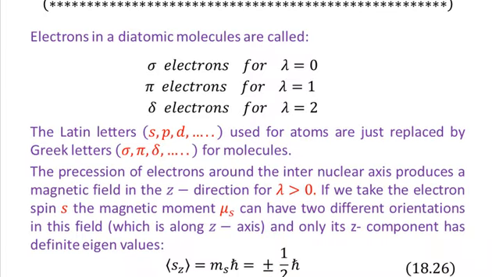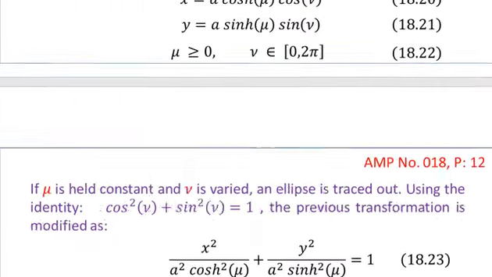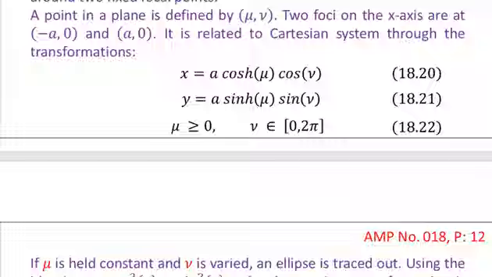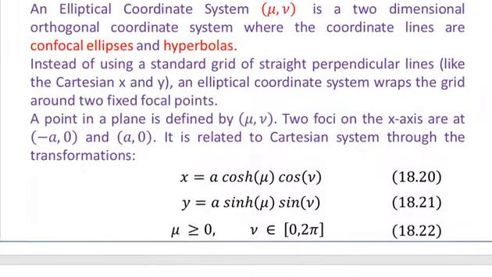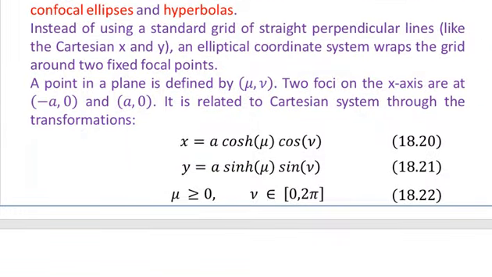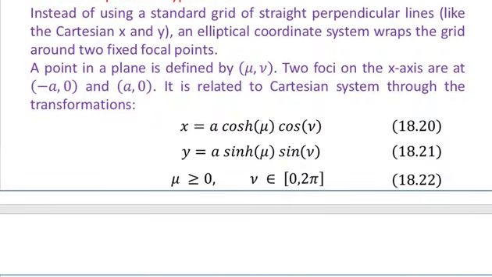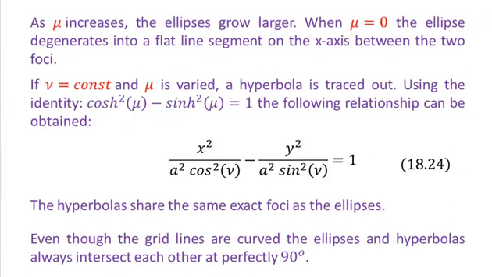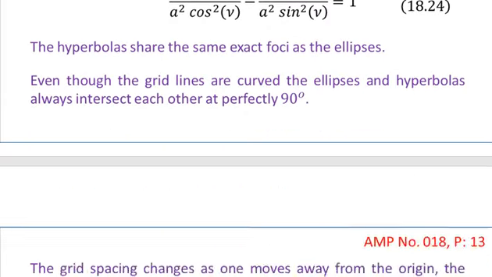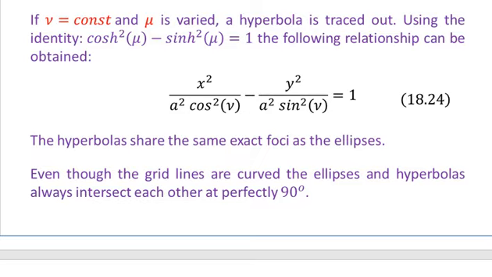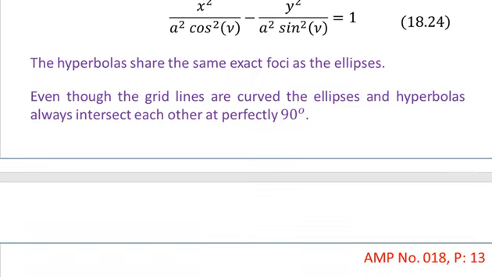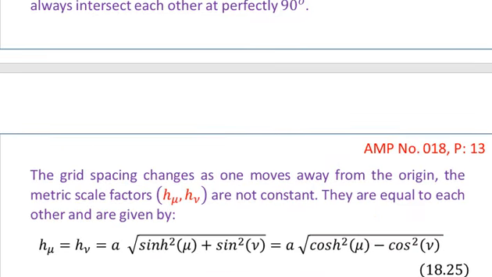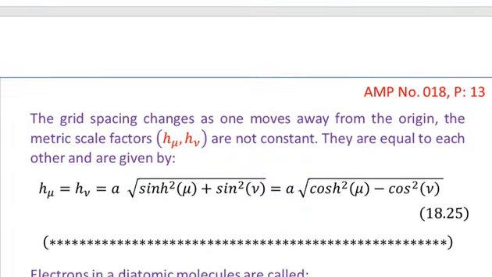Now we come back after explaining a little bit about the elliptical coordinate system. That is, what an elliptical coordinate system is, what its basic transformation equations are, and how these transformation equations represent ellipses and parabolas. And when these lines intersect each other, they always intersect at an angle of 90 degrees with each other, and the separation between these lines will increase according to the parameters h mu and h nu given by equation number 25.